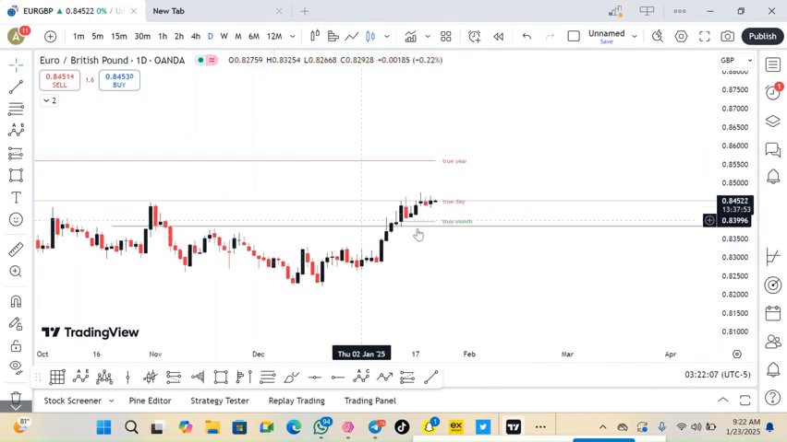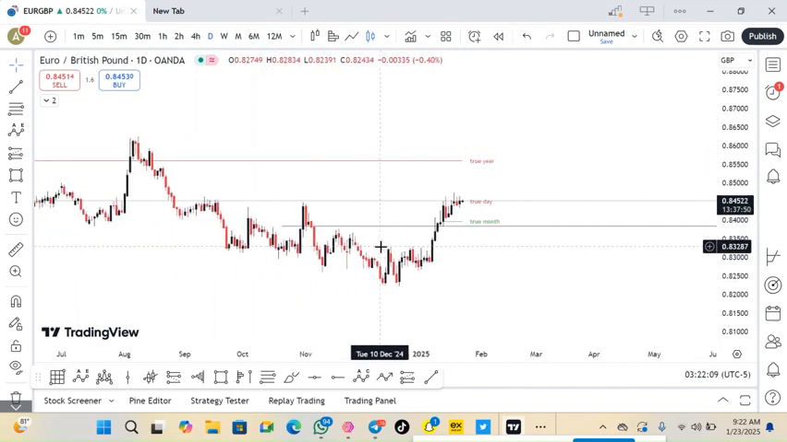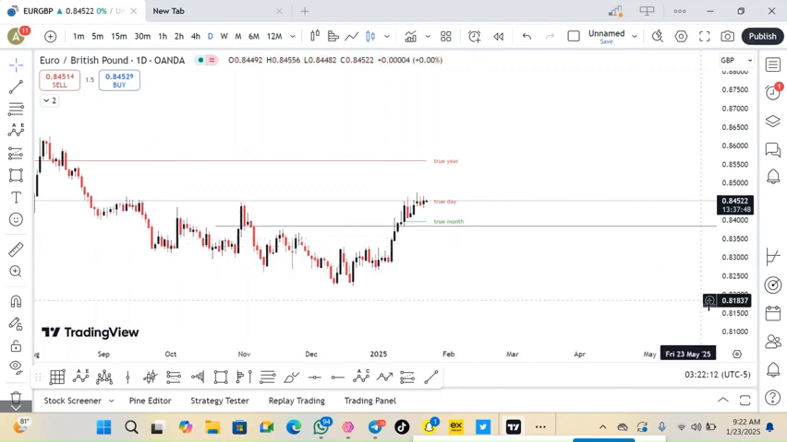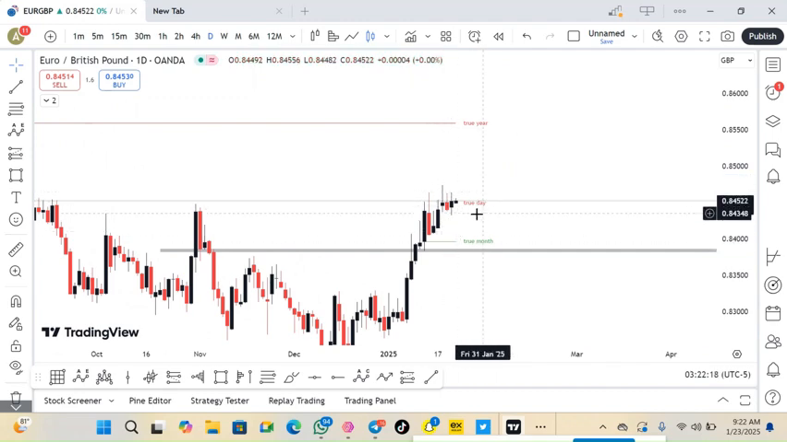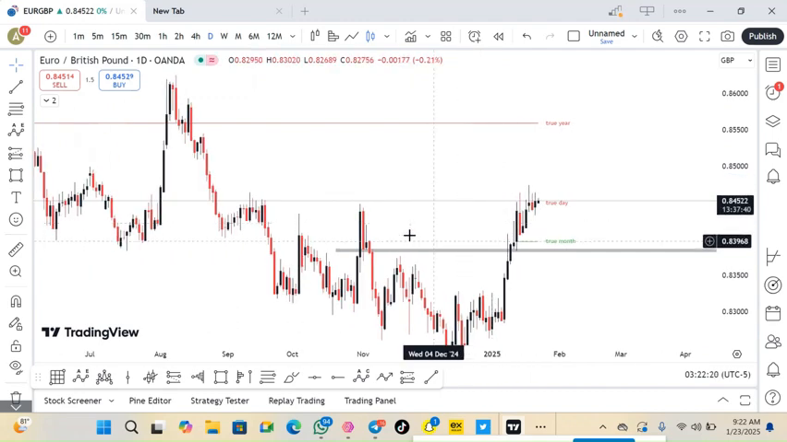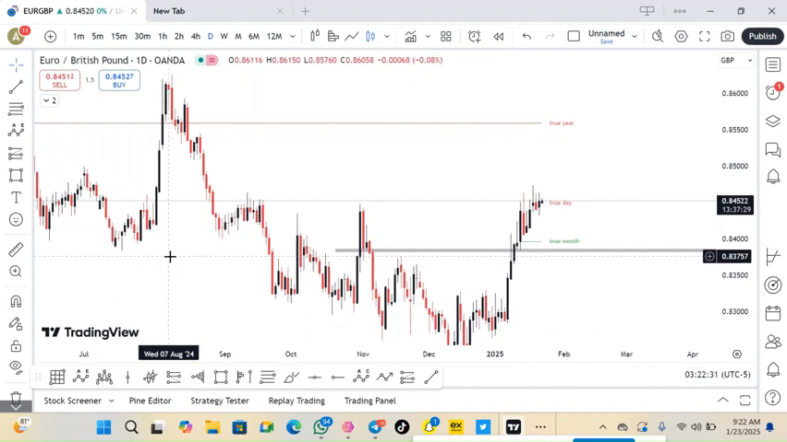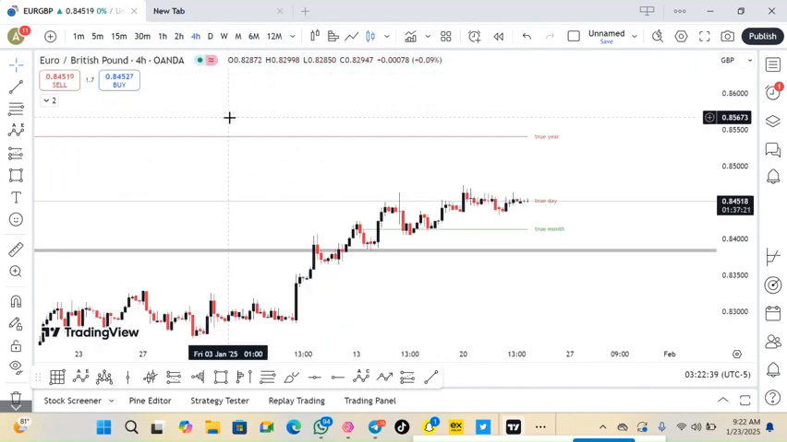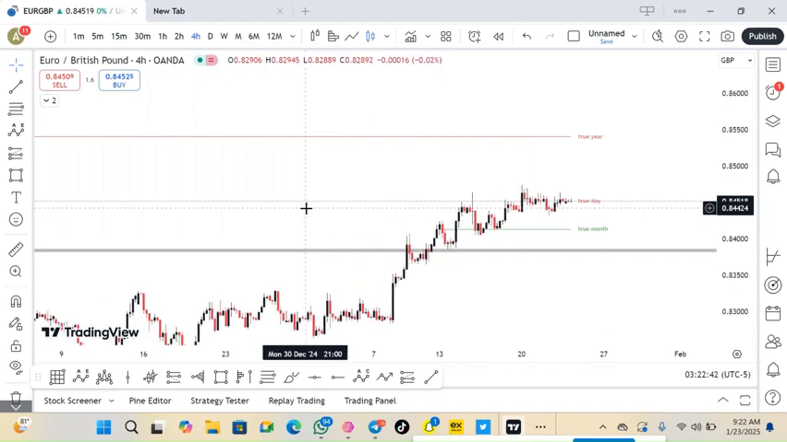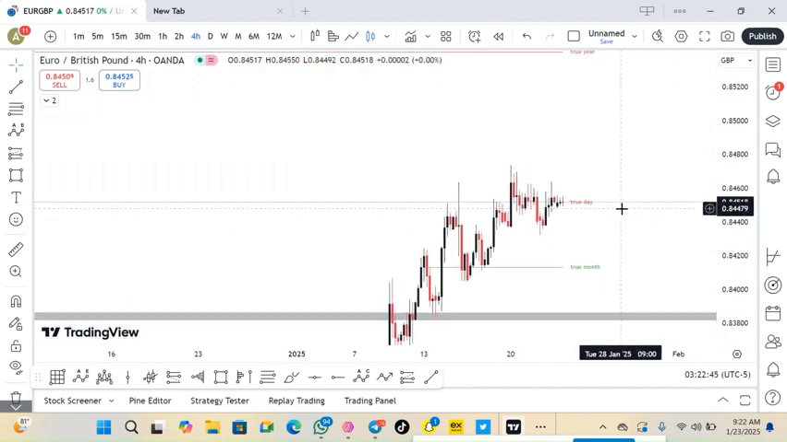Daily too is bullish. In fact, yesterday's candle closed bullish. Now, this is the weekly demand zone, the gray area here, and it's below the true opening months. Let's move to 4 hours so that I can explain exactly what I mean.